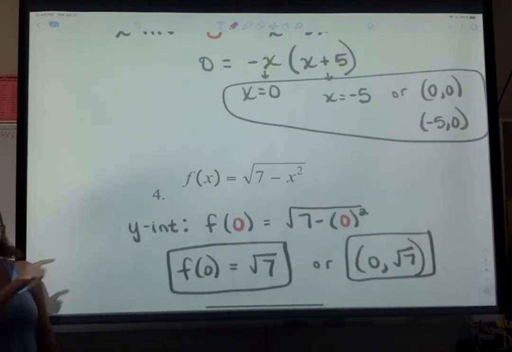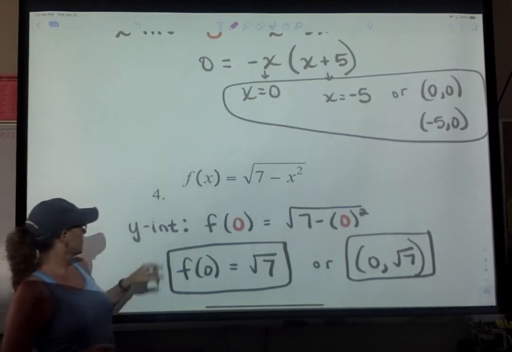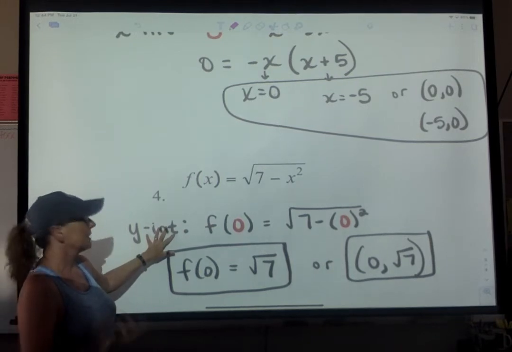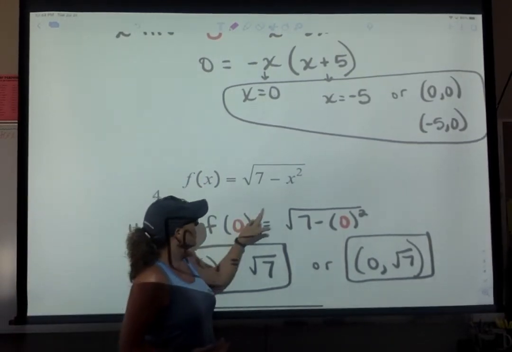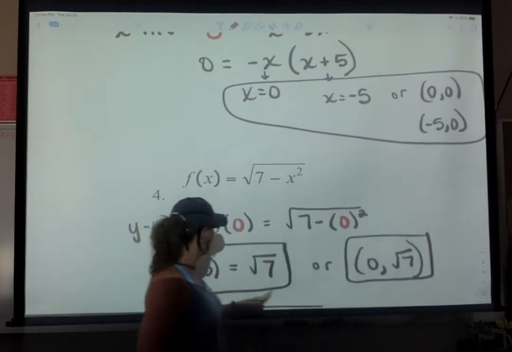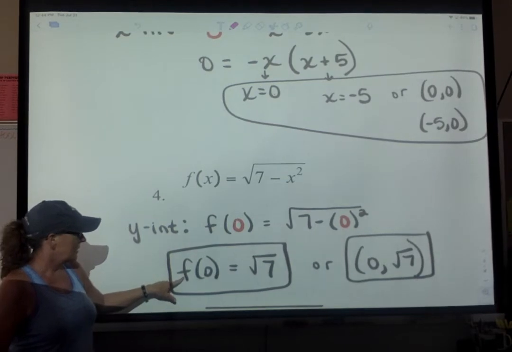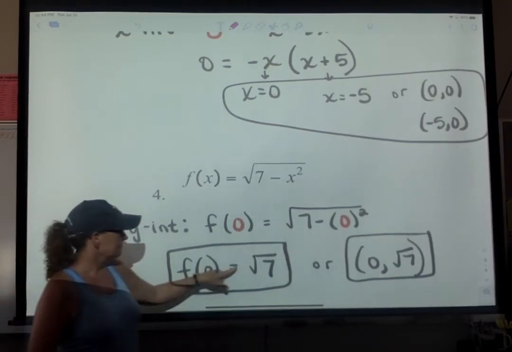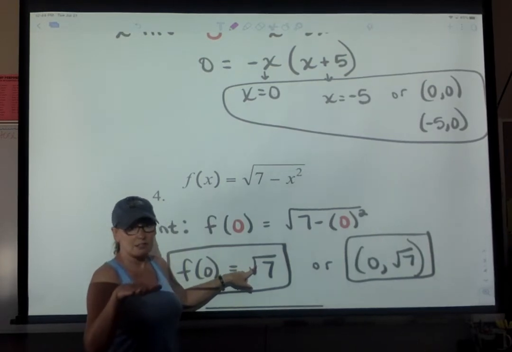Okay, I know I'm skipping number 3, just for a minute. Let's jump to number 4, because this is kind of an easy one. Y-intercept, plug in 0 for x. So this is function notation. I plug in 0 for x, plug in 0 for x, do the math, and I get the square root of 7. I'm just going to leave it as the square root of 7.